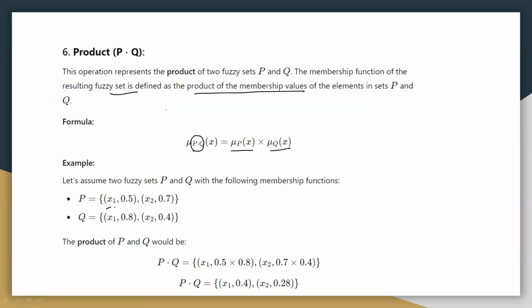Say, for example, you have x1, x1, x2 and x2, the same elements. This is 0.5 and this will be 0.8. It's the same element, so you write 0.5 into 0.8, which is nothing but 0.4. Then you have 0.7 and 0.4, and when you multiply that you get 0.28. So this is the answer of the product of P and Q.